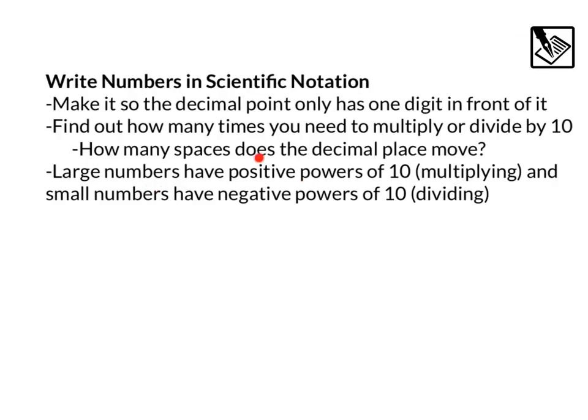To write numbers in scientific notation, first we want to make it so the decimal point only has one digit in front of it. We want to find out how many times we need to multiply or divide by 10. In other words, how many spaces does the decimal point move? For large numbers, we know we're going to have positive powers of 10 because we're multiplying times 10 times 10 times 10. And small numbers are going to have negative powers of 10. That would be like dividing by 10, dividing by 10, dividing by 10.